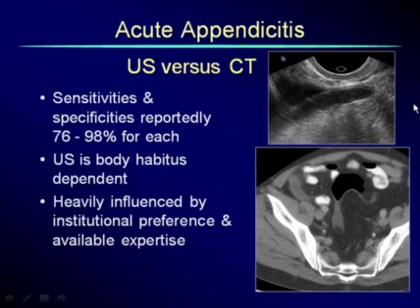Now, when we think about which modality to use, we turn to the literature, and the literature shows us that a number of different articles have been written on this problem, and the sensitivities and specificities that are reported for both ultrasound and CT run somewhat similar. They're about 76 to 98%, depending on what you read, both for ultrasound and for CT.